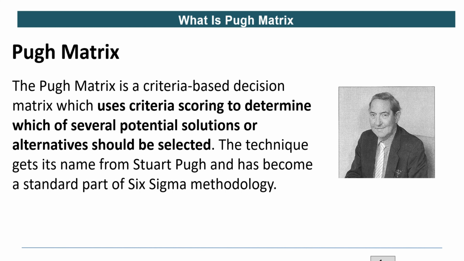As I was explaining, Pugh Matrix is a design tool, and basically the tool is to identify an appropriate solution from the available list of solutions. Pugh Matrix is a criteria based decision matrix which uses certain criteria scoring to determine which of these several potential solutions or alternative solutions should be selected to replace the current design. The technique gets its name from Stuart Pugh and has become a standard part of Six Sigma methodology if you want to shortlist a solution during the design phase of your DMADV project or improve phase of your DMAIC project.